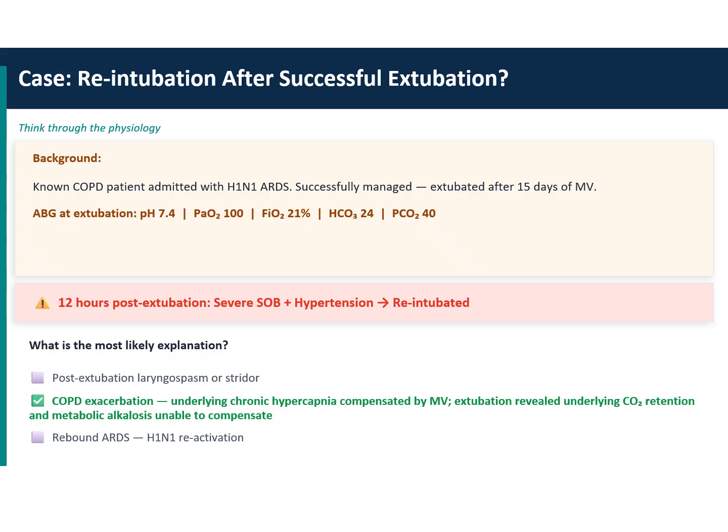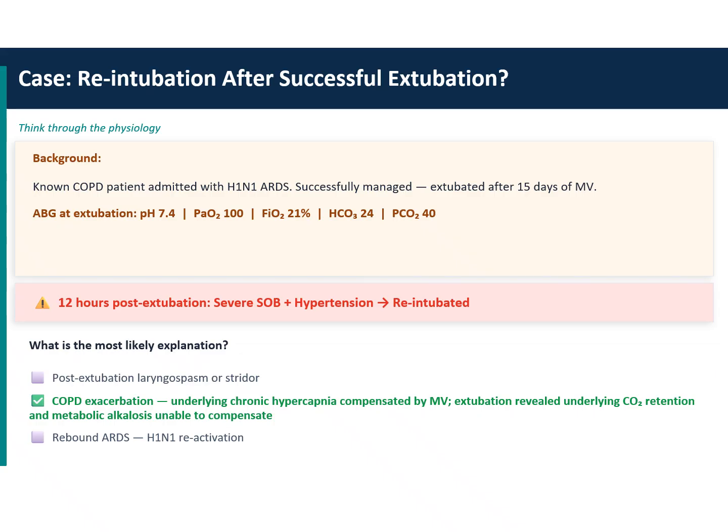And bicarb will not jump from 24 to 40 in a day. It will take 2 or 3 days for the metabolic compensation to happen. So because the PCO2 is suddenly increased by 20, the pH will drop by 0.16. Suddenly the pH will become 7.24, and the moment the pH becomes 7.24, the patient will become tachypneic.